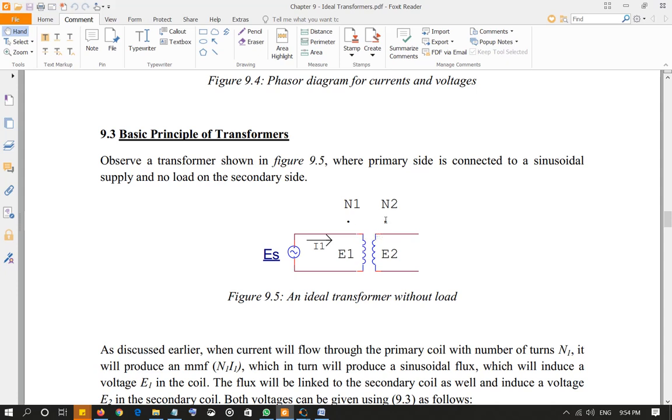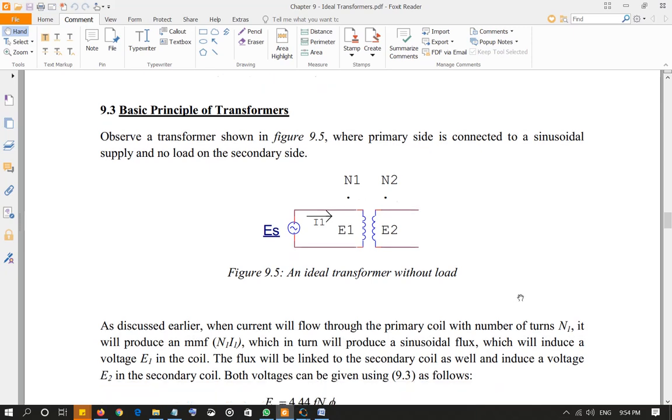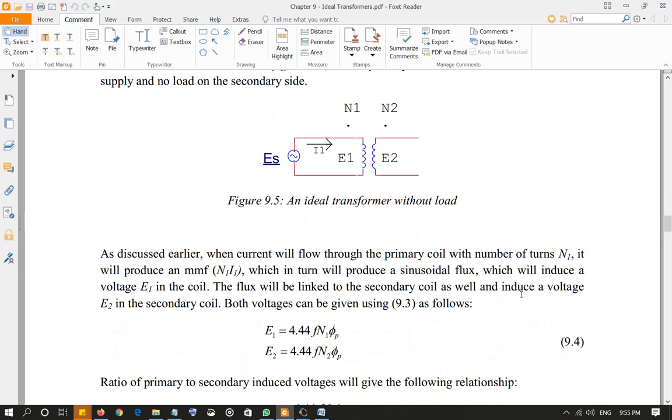If this dot, which is on top of the secondary, we move it to the bottom of the secondary, that means the voltage on the top of the primary side will be in phase with the voltage at the bottom of the secondary side. So remember, the two dots represent the sides, the voltages that are in phase with each other on the primary side and the secondary side. Okay, so we discussed that earlier.